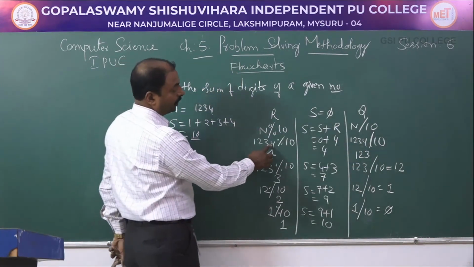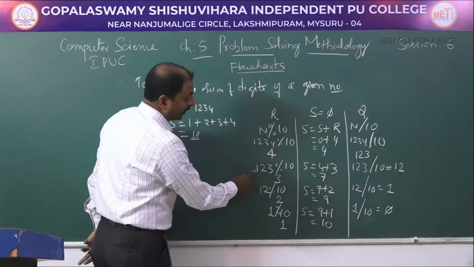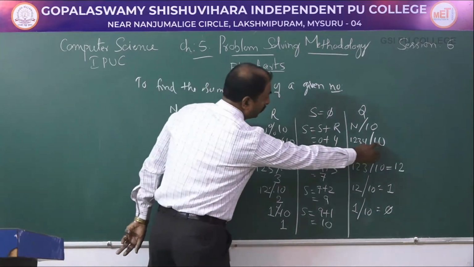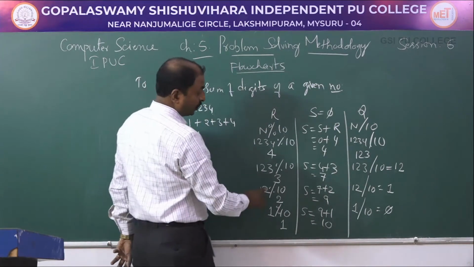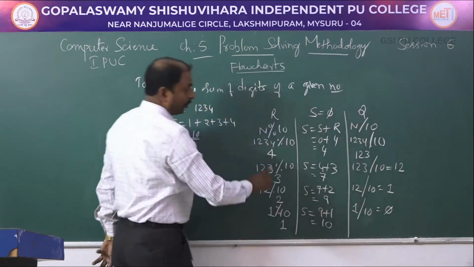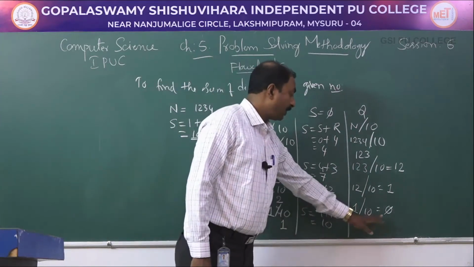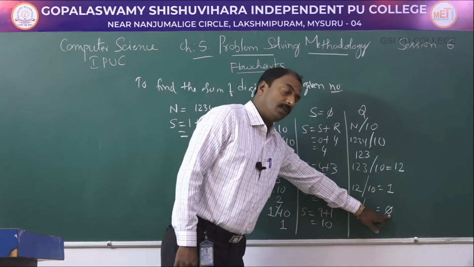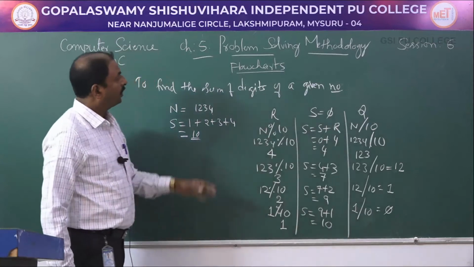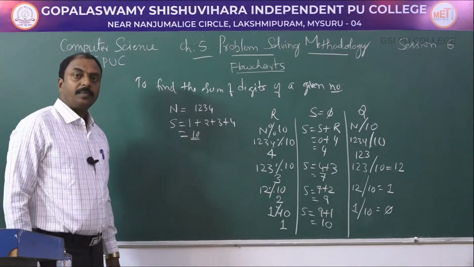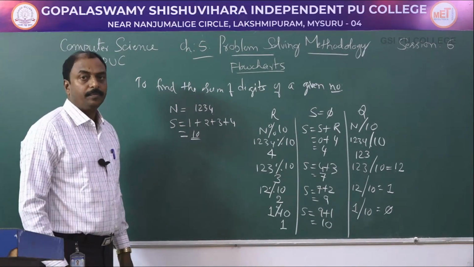First time 1, 2, 3, 4 is the number. Next time is 1, 2, 3. This quotient is 1, 2, 3. Next time is 12. Quotient is 12. It goes on like this as long as our number is greater than 0. So this is the logic of this flowchart. Now let me write the flowchart for the same.